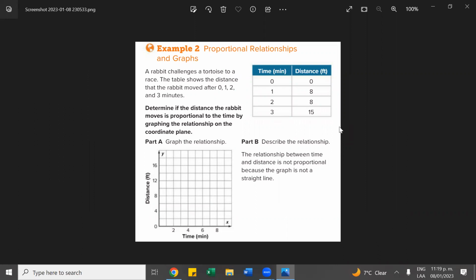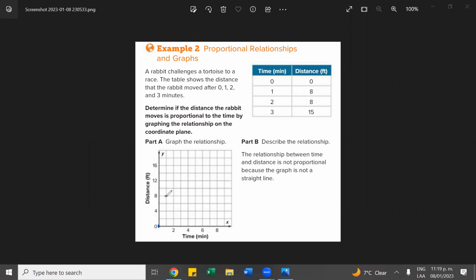The first thing we need to do is graph the relationship. In 0 minutes, the distance was 0 feet. So the first point we're going to graph will be exactly right here at 0, 0. That's the first point. The second point will be in 1 minute, the distance was 8 feet.